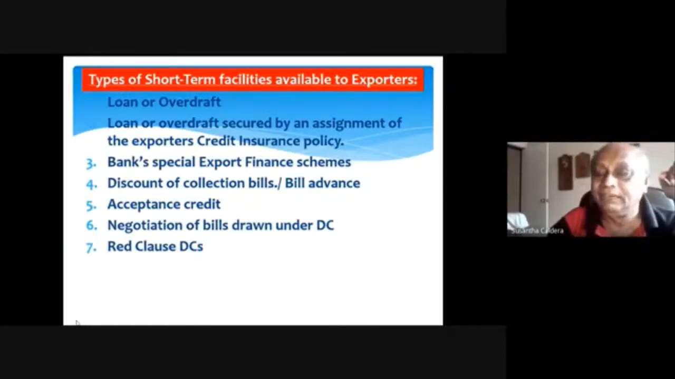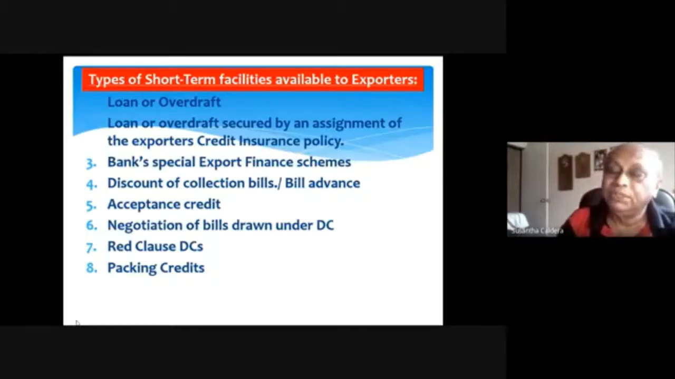Giving an advance to the exporter, the pre-shipment finance cycle, break up your facility. Packing credit loans, that also we give, packing credit loans. Right?